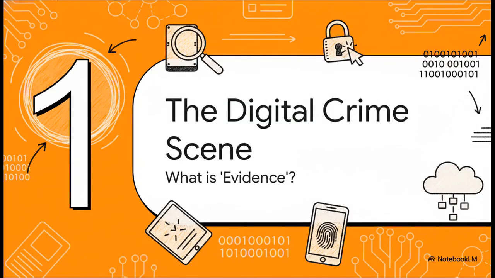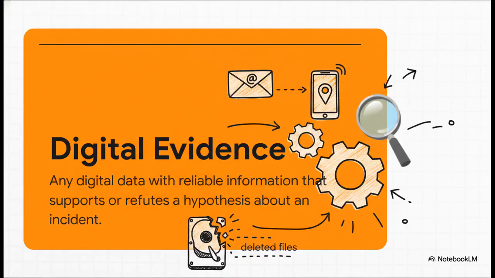So before we can even think about collecting anything, we have to back up and ask a really basic question. What are we even looking for? I mean, what actually counts as evidence in the digital world? Now, the key word in this whole definition is reliable. It's not just any data. It has to be data you can trust, data that can either prove or disprove a theory about what happened. It could be anything, an email, a location log from a phone, or even a tiny fragment of a file that someone thought they deleted.